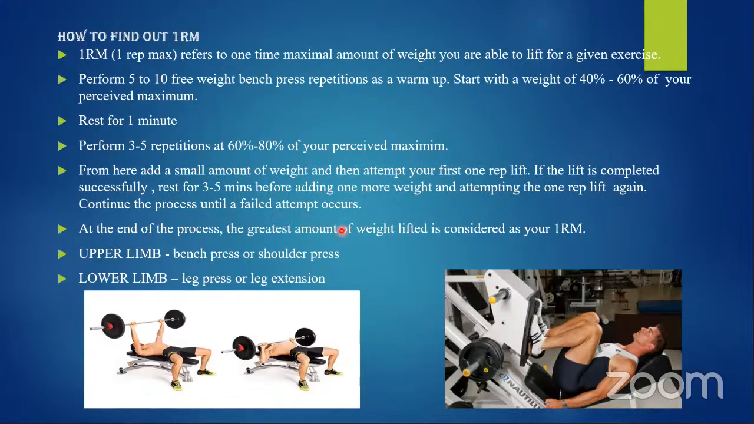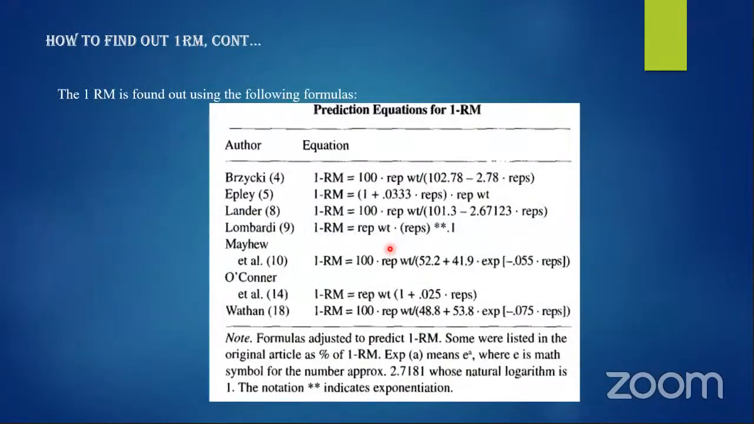Once you complete the test, you have to note down the resistance, that is weight, how many kgs, and how many repetitions you have done. With all these parameters, we can substitute in a formula and find the 1 RM. Here comes the formula for determination of 1 RM. The authors such as Brzezicki, Epley, Lander, Lombardi, Mayhew et al., O'Connor et al., and Watson have all given different formulas.